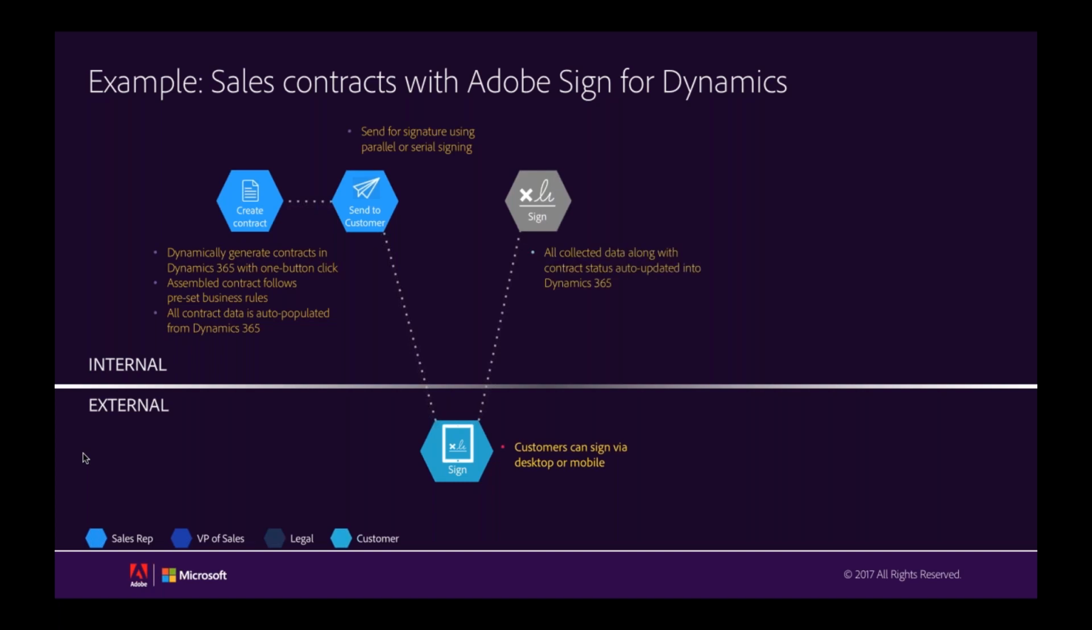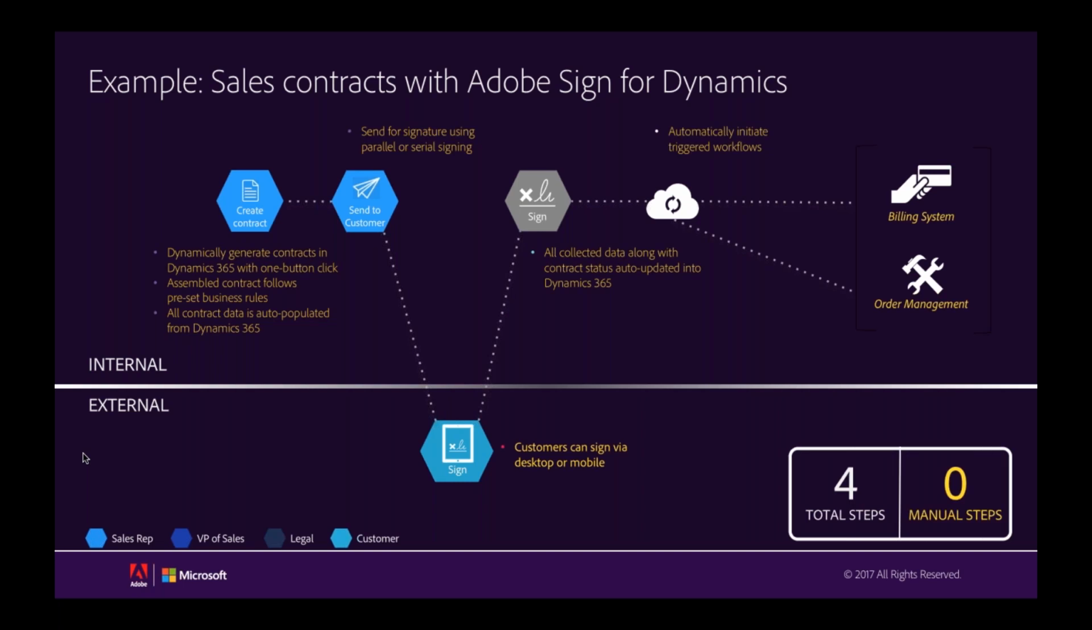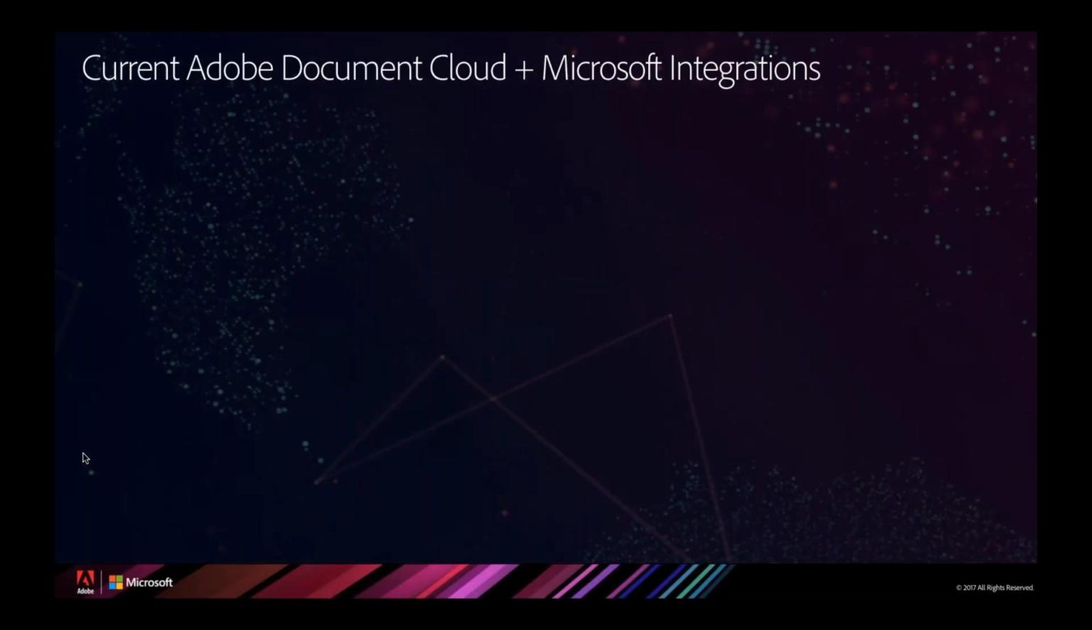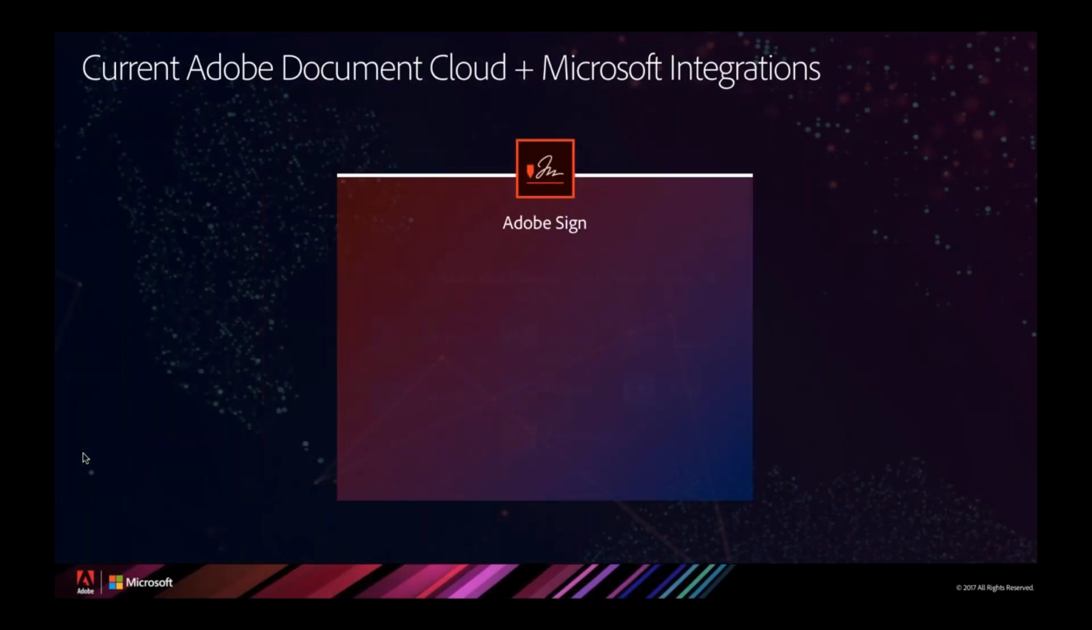So they sign it and it comes back. All that data is collected. It can get auto-populated back into Dynamics. It can get auto-populated into SharePoint if that's a repository of record. But the point is, look what we've done here. We've taken this process that was 22 total steps and 15 manual steps, and we've cut out all the manual steps, and we've taken the total steps to 4. It's just a much, much simpler process, and you can imagine how much time that saves.